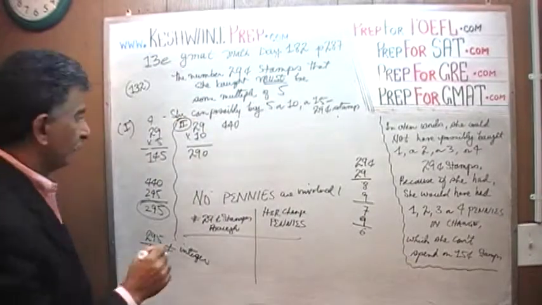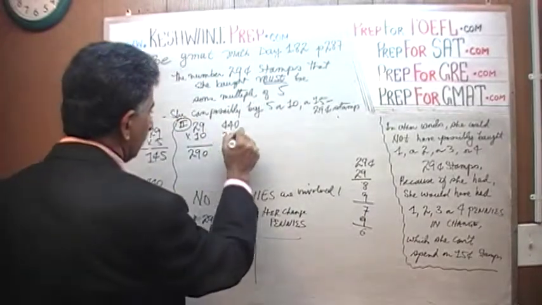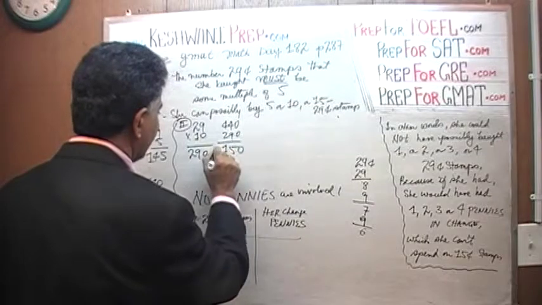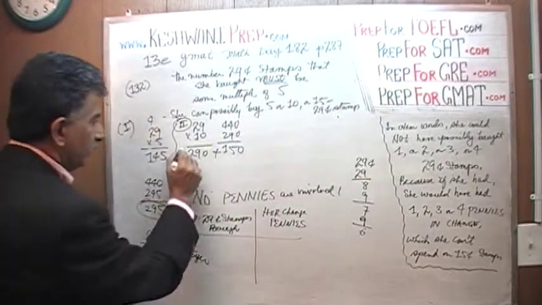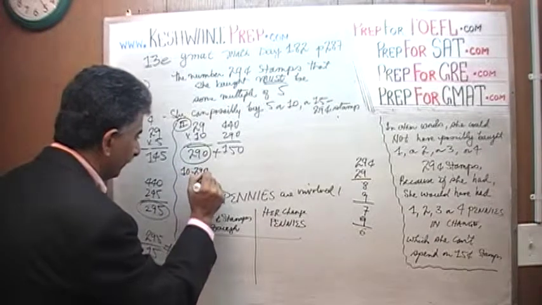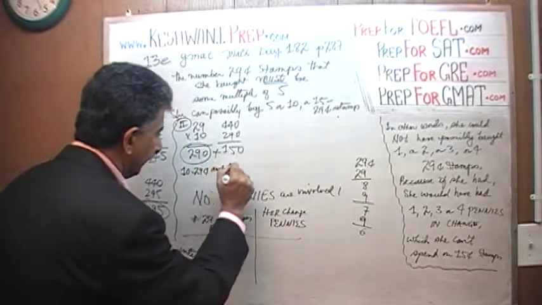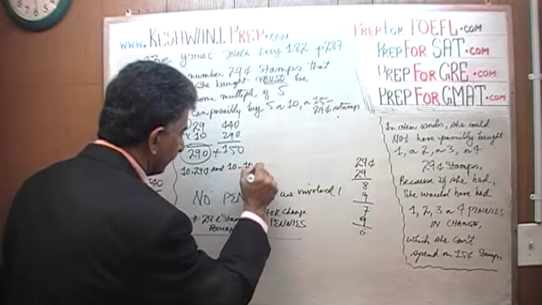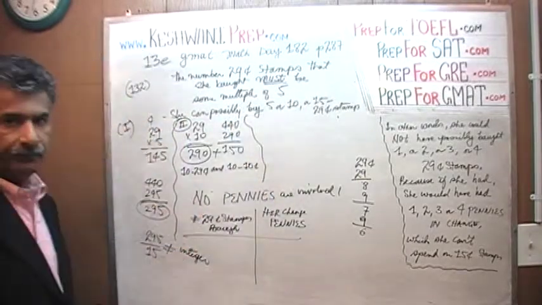Could she have bought 10 stamps? That's $2.90. And we get $1.50. There you go. Now it is possible for her to buy 10 29-cent stamps and 10 15-cent stamps. That is possible. Let's look at the third scenario.